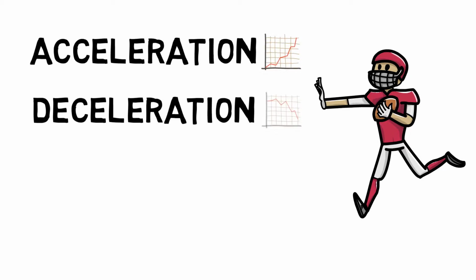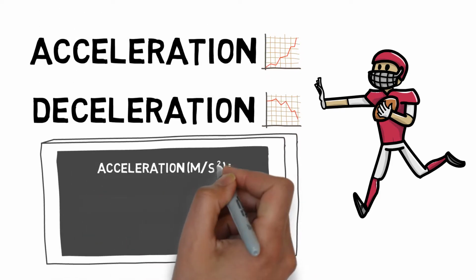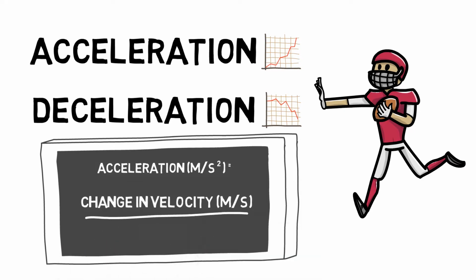Acceleration is the rate of change of velocity. Deceleration is negative acceleration. Acceleration can be calculated by taking change in velocity over time.